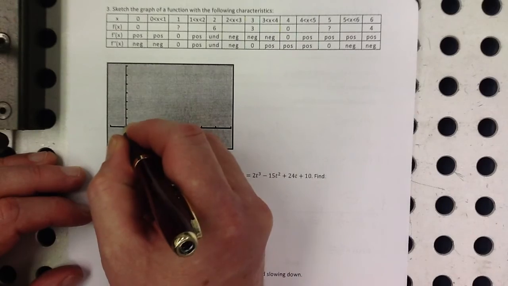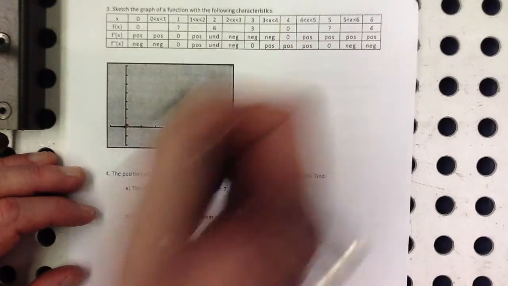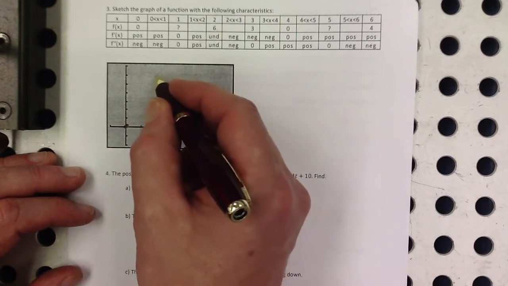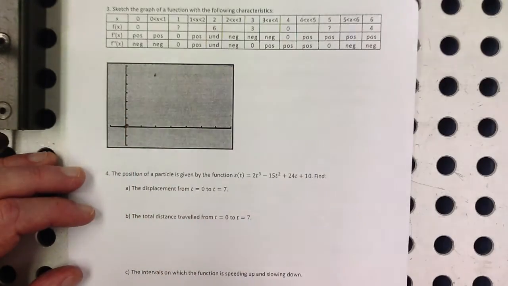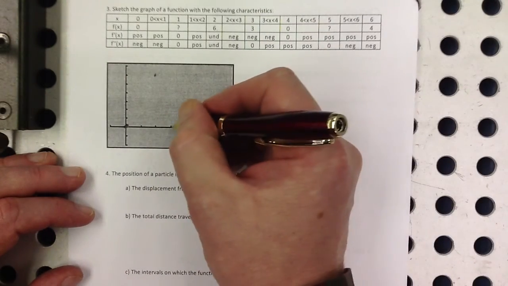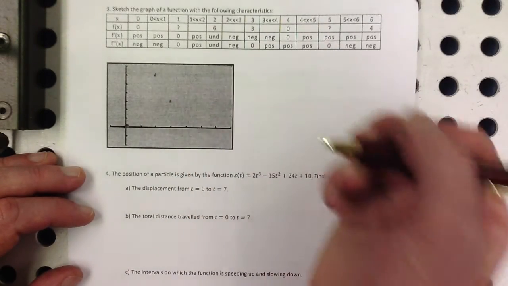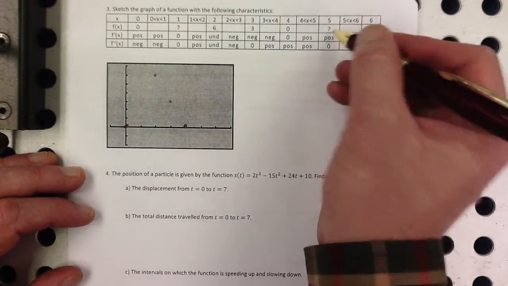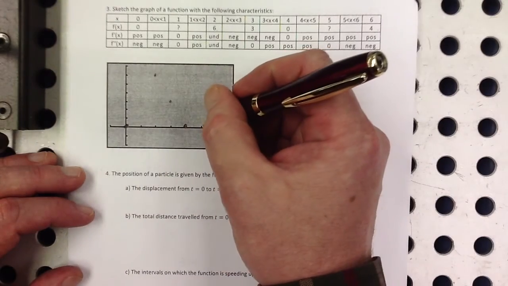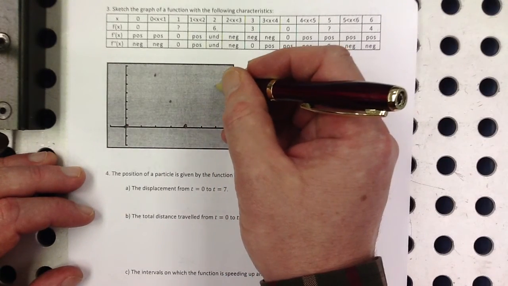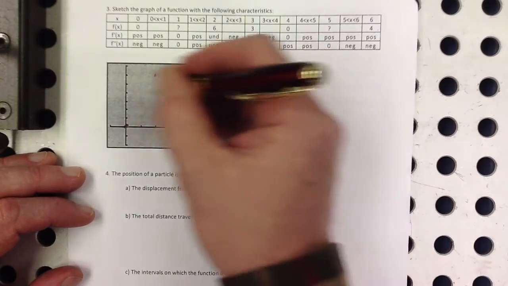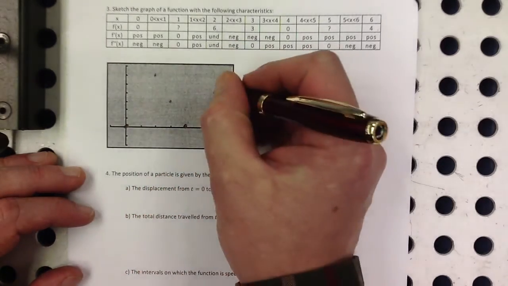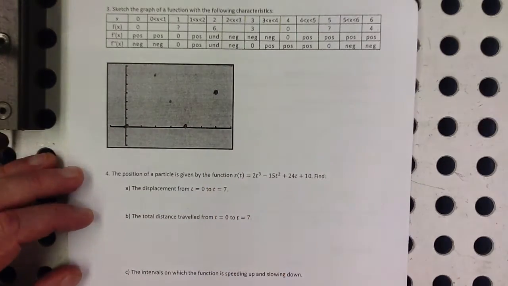So 0, 0, 1, I don't know what, 2, 6, so 2, 6, about here, 3, 3, 4, 0, 5, don't know, 6, 4, 6, looks about right. Okay, so those are the points that I know.